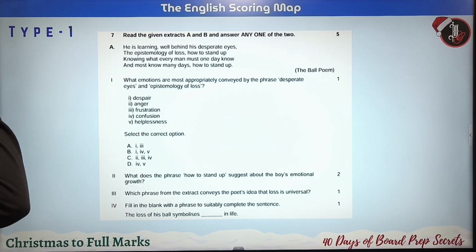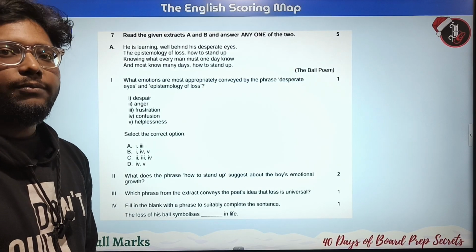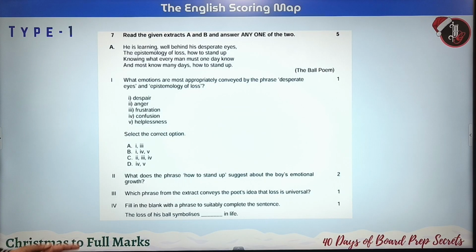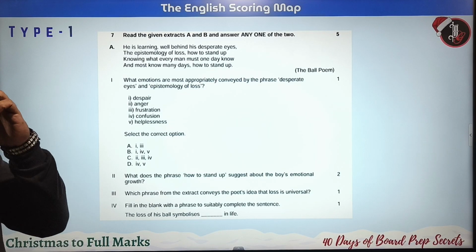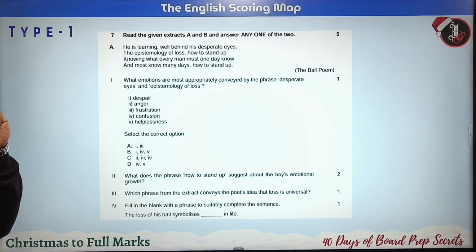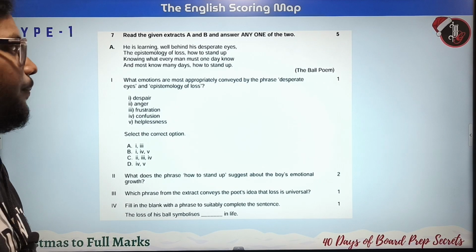Okay, let's see. Here it is said: read the given extracts A and B and answer any one of them, for 5 marks only. So we have to answer any one of two extracts. Let's take A. He is learning well behind his desperate eyes the epistemology of loss, how to stand up, knowing what every man must one day know and most know many days, how to stand up. From The Ball Poem.